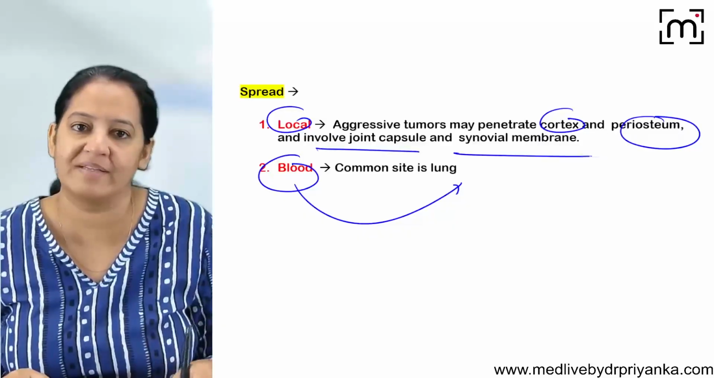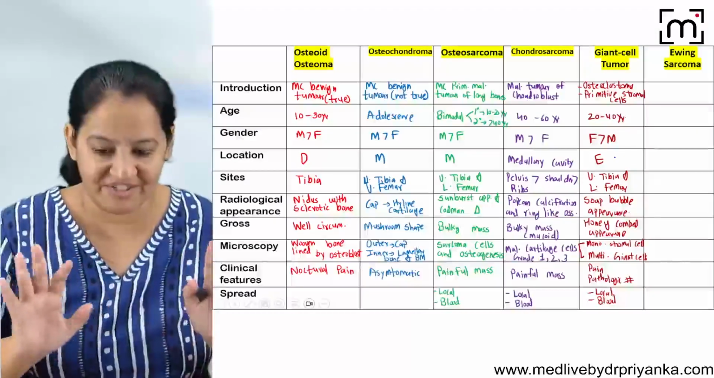It can involve the joint capsule and synovial membrane also. That is the local spread. So we are done with giant cell tumor also.